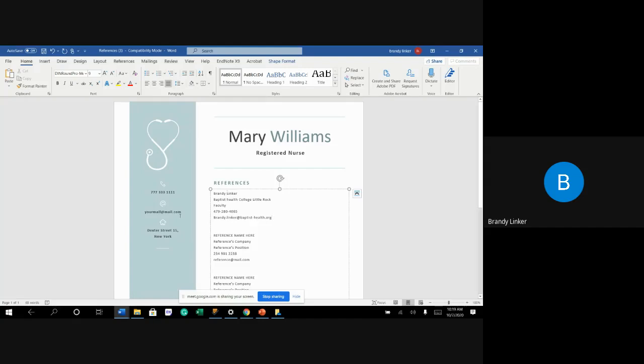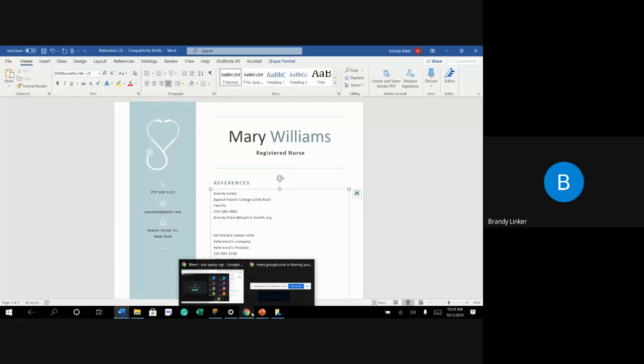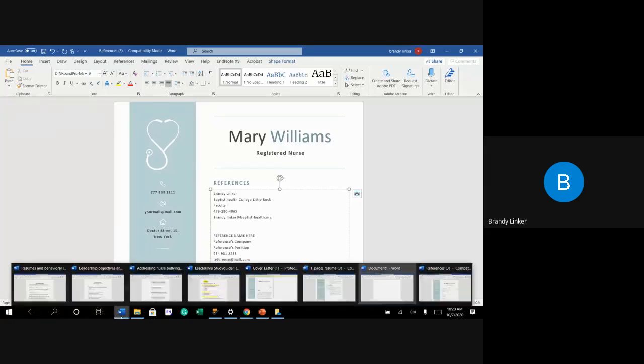Especially these companies that they say here, reference company, they need to match things on your resume, either your education or your work experience. You need to pick people who are relevant and professional. You cannot put your mom or your best friend. You cannot put each other. People that you've worked with or are currently working with.